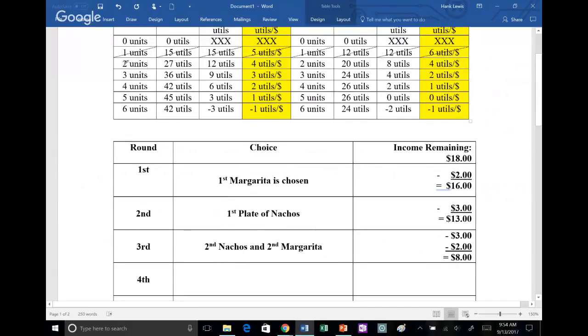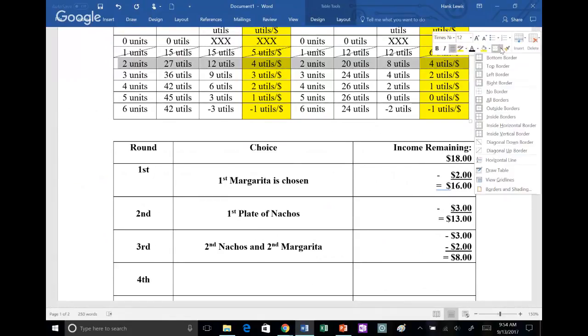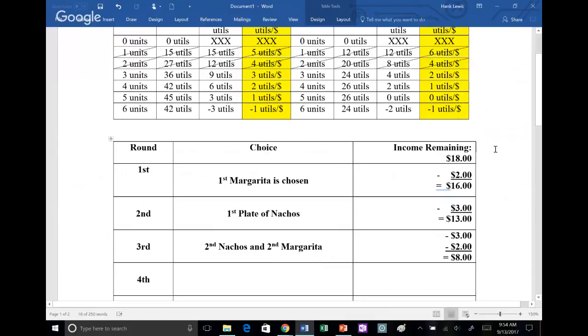So let me change the border style. And yes, this thing is slow. I'm sorry. Okay. All right.